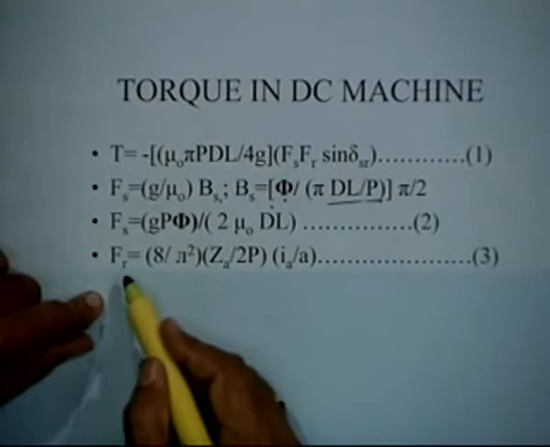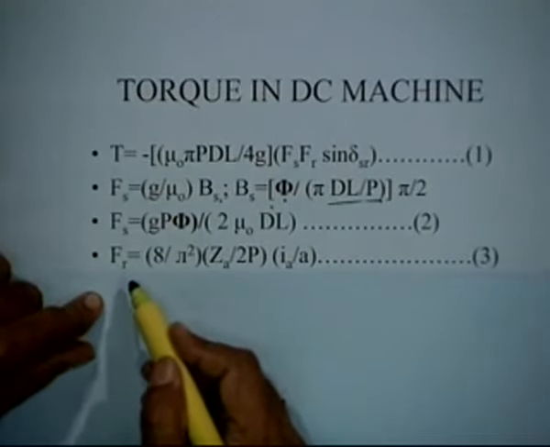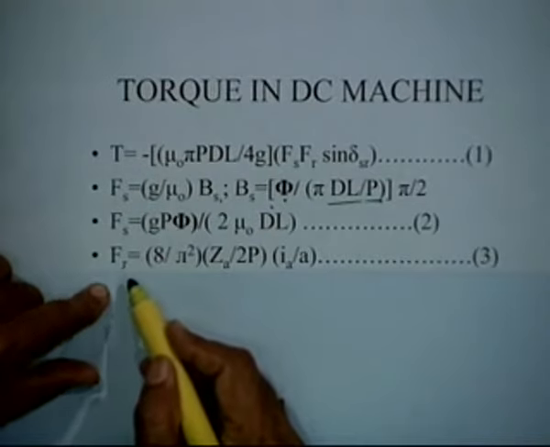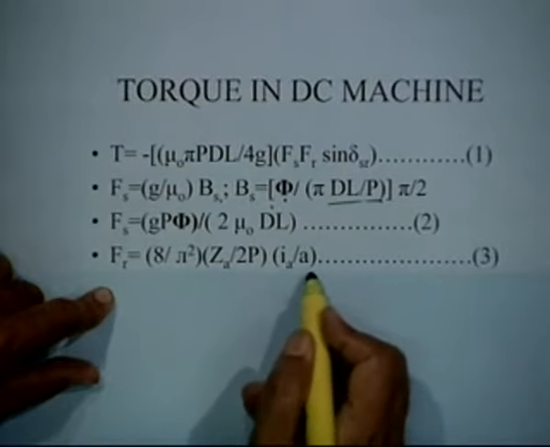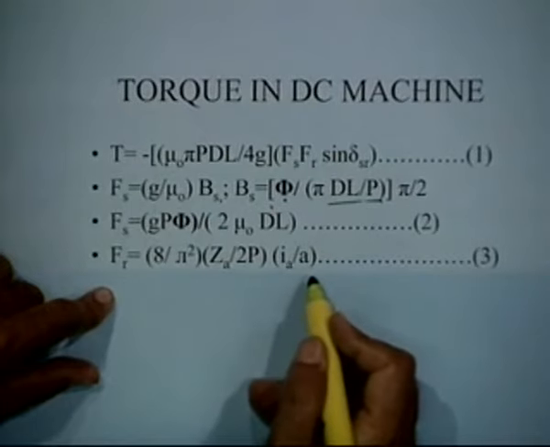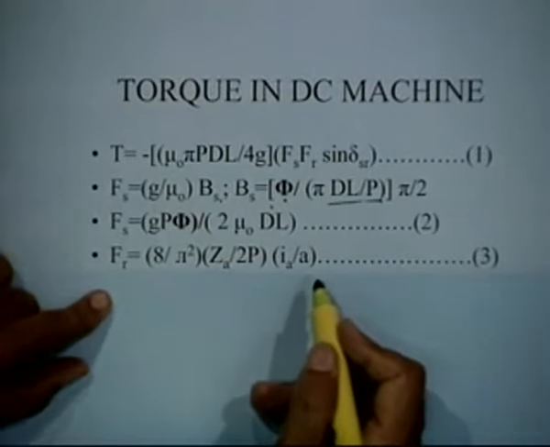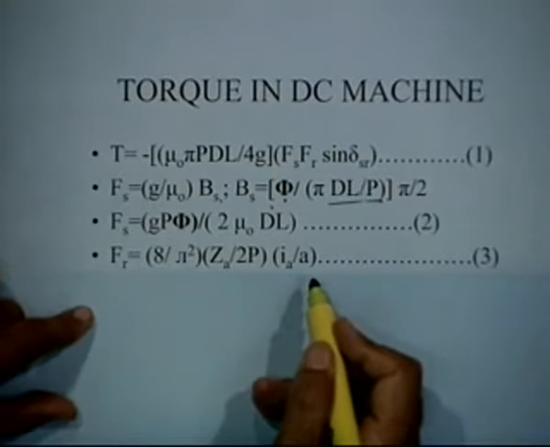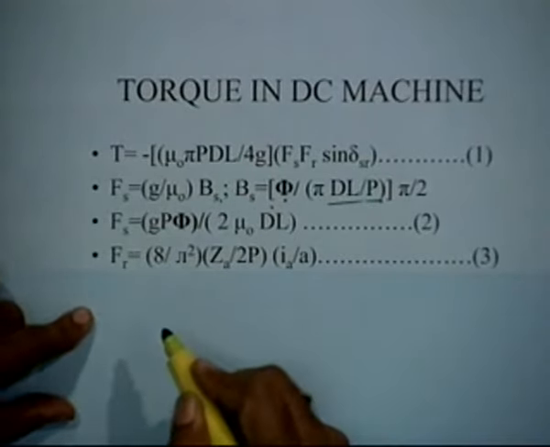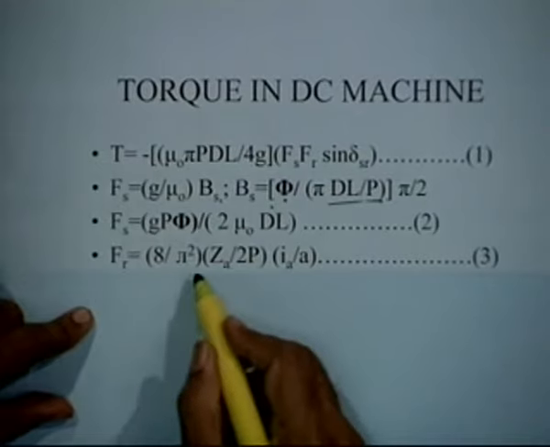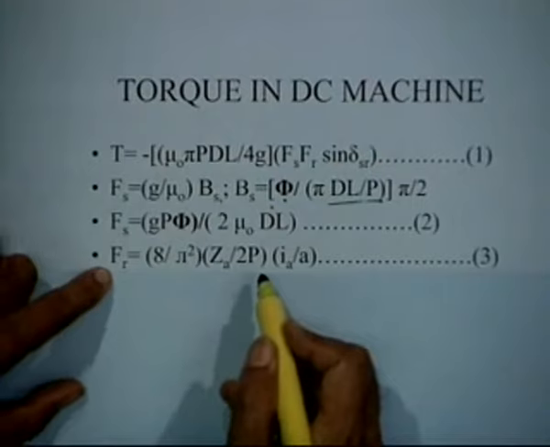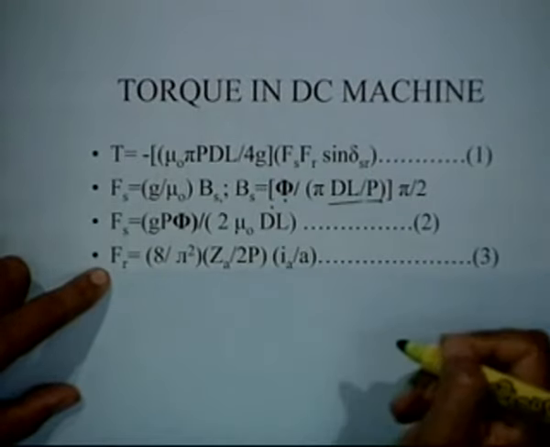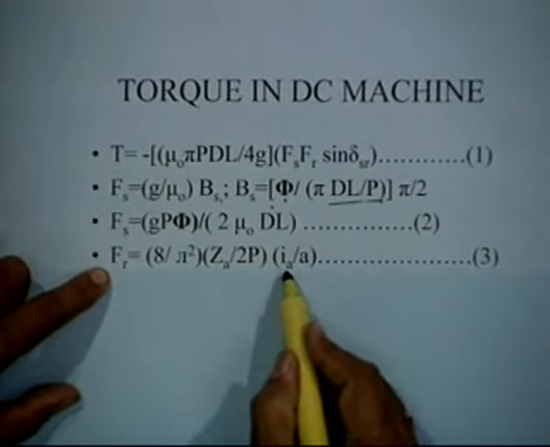And we have derived this expression: Fr, that is the armature MMF peak, is given by 8 by pi square into Za by 2p into Ia by A. We derived it a long time ago when we were identifying the air gap MMF produced by different types of excitations. You can go back in your notes and see that 8 by pi square Za by 2p into Ia by A. That means the rotor MMF therefore only depends upon the armature current Ia.